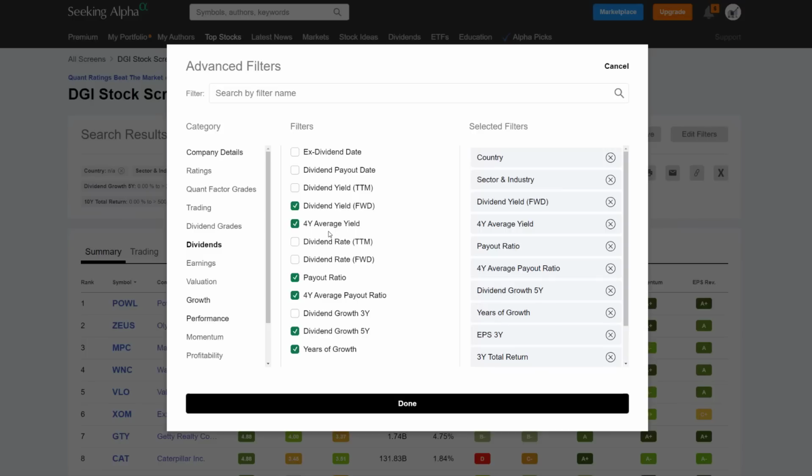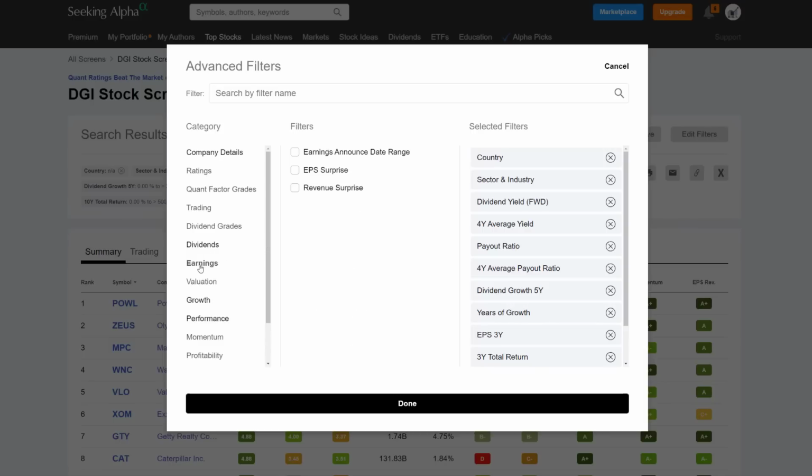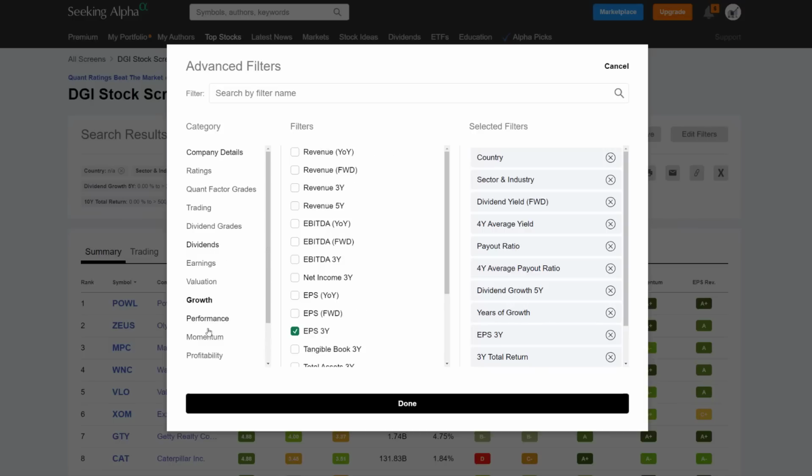It helps you understand, based off of the situation that you're in, how you want to look at this, right? You can look at the different earnings, the growth, the performance. This is really interesting. This is unique to Seeking Alpha. There are other screeners out there, like Dividend.com. I've used that one. It's okay.